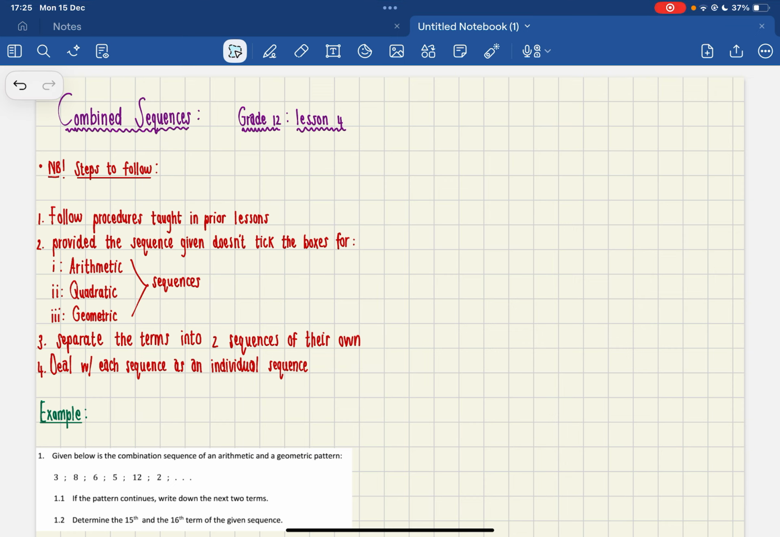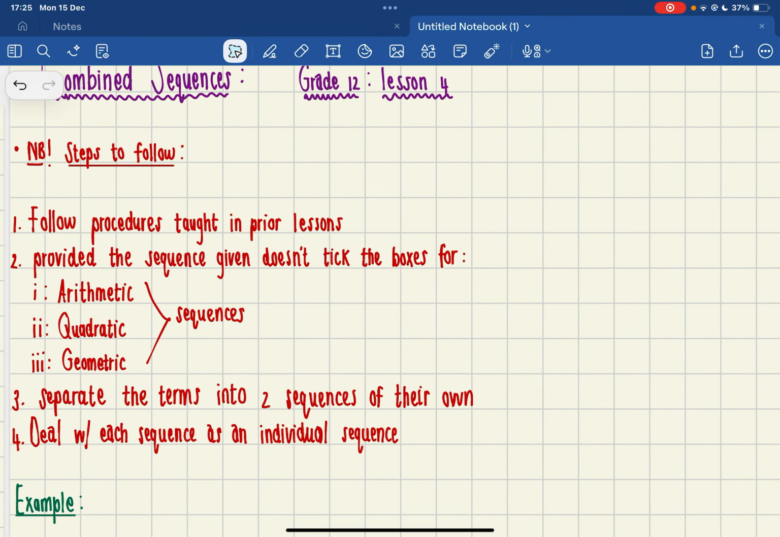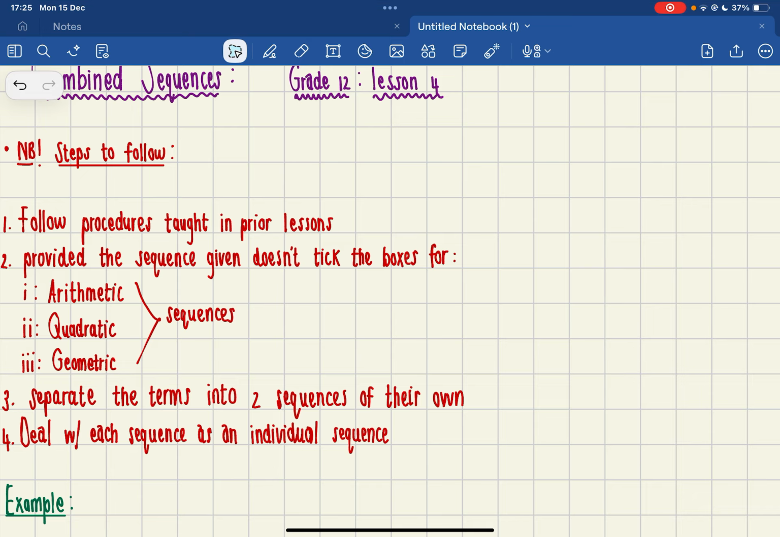In such a case, most grade 12s would usually just start crying or skip the question. But I want us to deal with these types of questions so that we're better prepared and ready for anything that they might ask us. Here are a few steps I'd like you to write down in your books with regards to how to approach such a question.